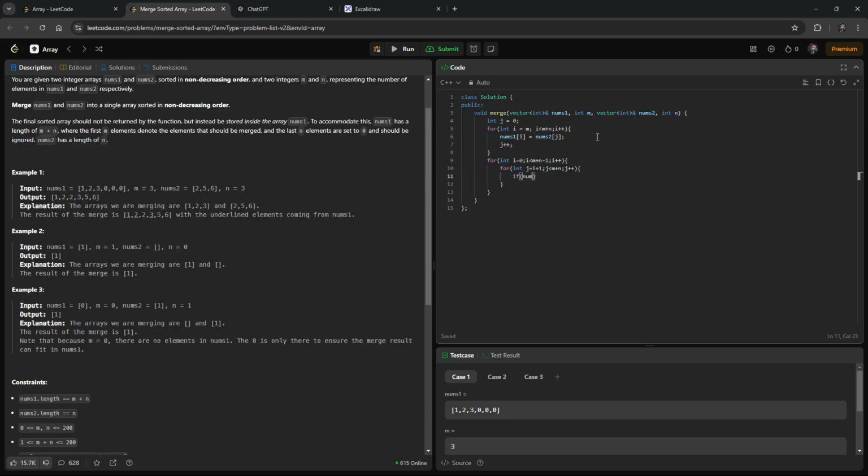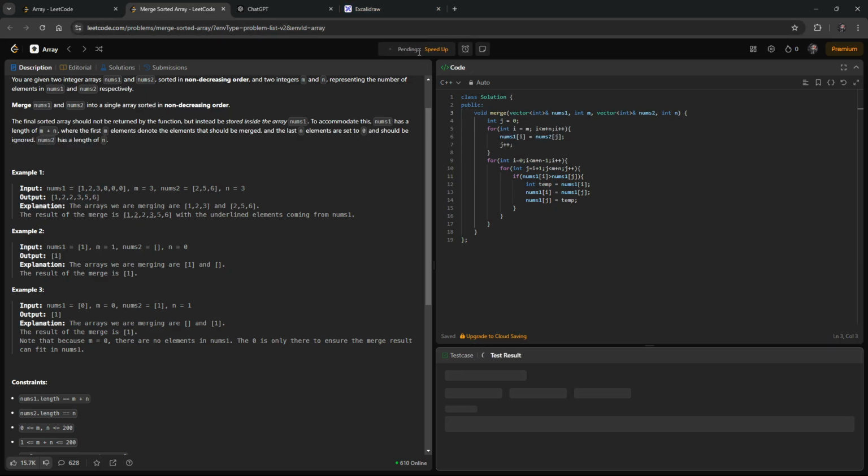If nums1 i is greater than nums1 j, then I need to replace these elements. nums1 i equals to nums1 j and nums1 j equals to temp, as we don't have to return anything. So this should solve the question, if I haven't done any other edits.